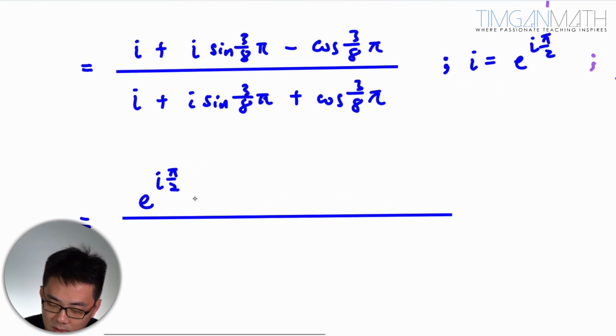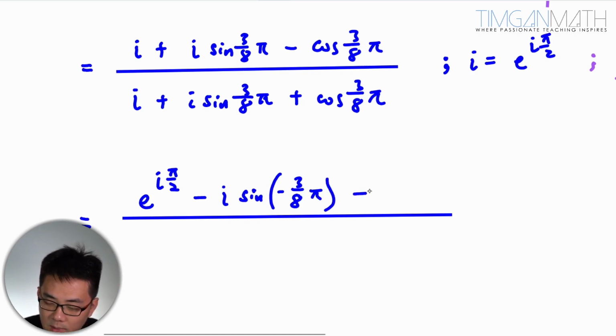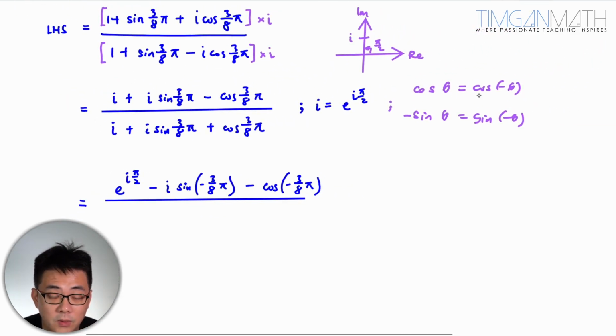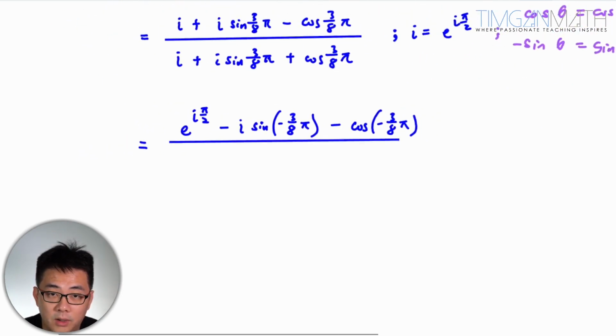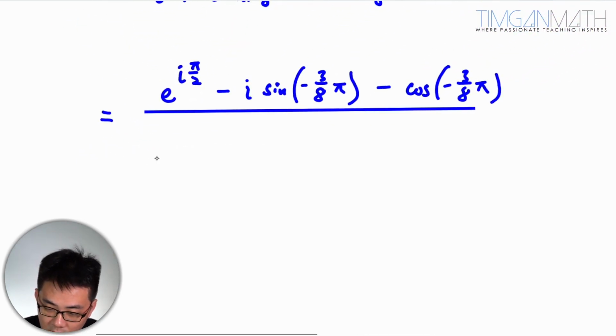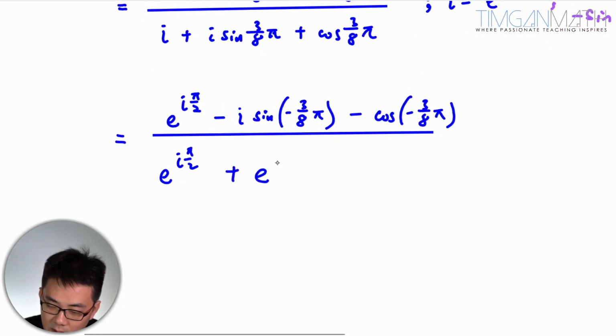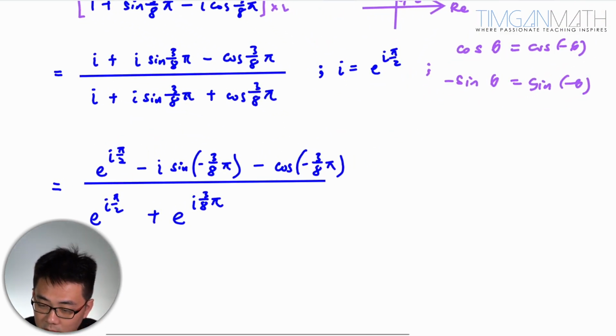I know that this will just be negative i sine. If I change this to negative, this will be negative 3 over 8 pi. Because the argument is negative, I could change this to cosine negative 3 over 8 pi, because cosine theta equals cosine negative theta. And this i here will be e^(iπ/2), and that will be plus e^(i3π/8).